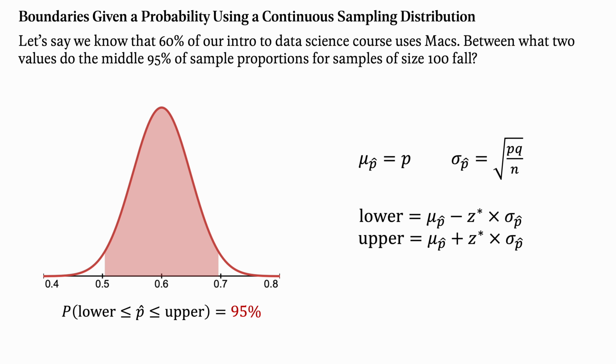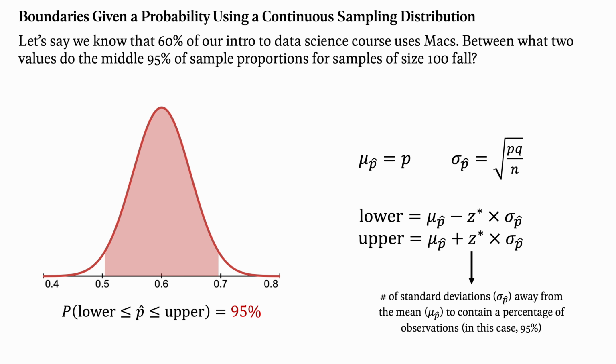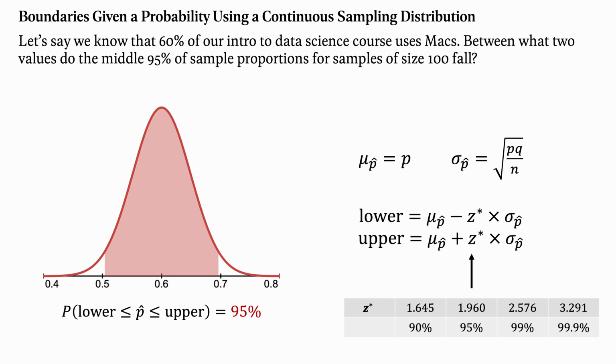Since this range should be symmetrical, the boundaries can be found by adding and subtracting the same value from the mean. Specifically, we're going to add and subtract some number of standard deviations. The number of standard deviations is determined by z-critical, which depends on the confidence level. The values for z-critical can be found using a t-table.